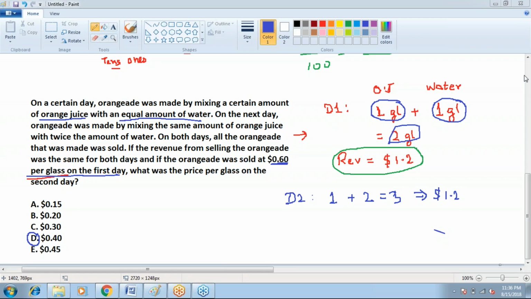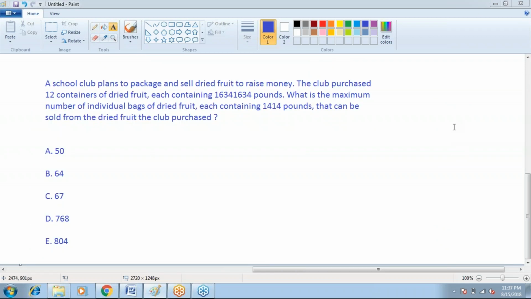Okay, so I am taking questions of this level. A couple of questions we'll do. If you find them difficult, we can change the level of the questions. Okay, and we can go from basic. Okay, let's see this.